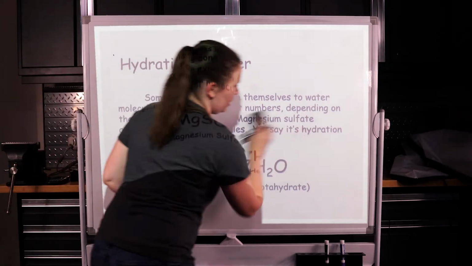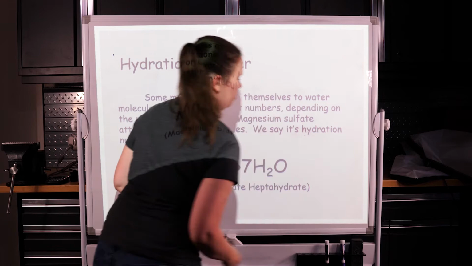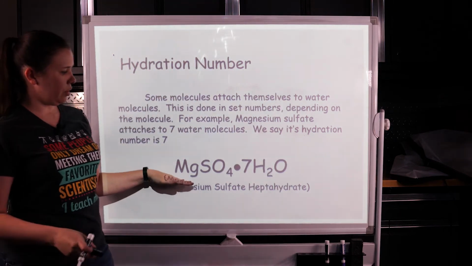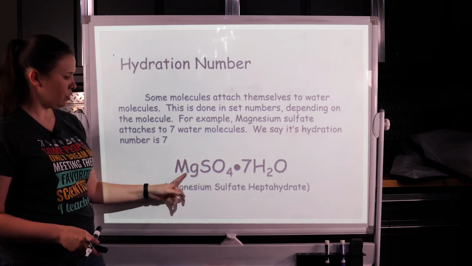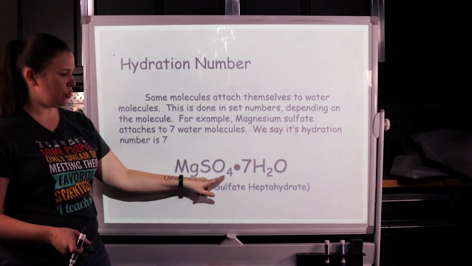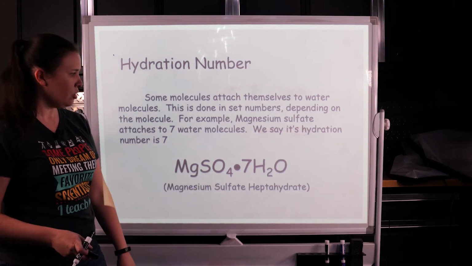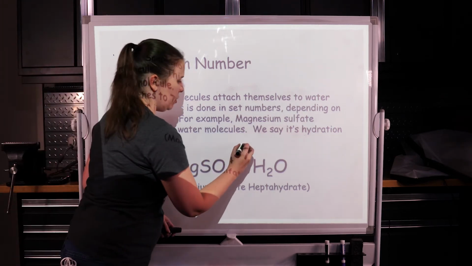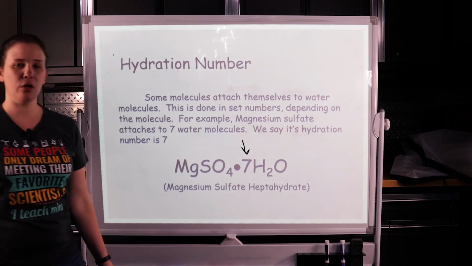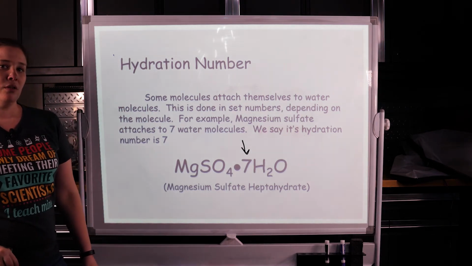So let's talk naming a little bit. When you name the hydrate, you are going to name the beginning part using your same old formula unit rules. So magnesium is just magnesium. Sulfate has the right number of oxygens, so it's just sulfate. What we really need to focus on naming is the number of water molecules.